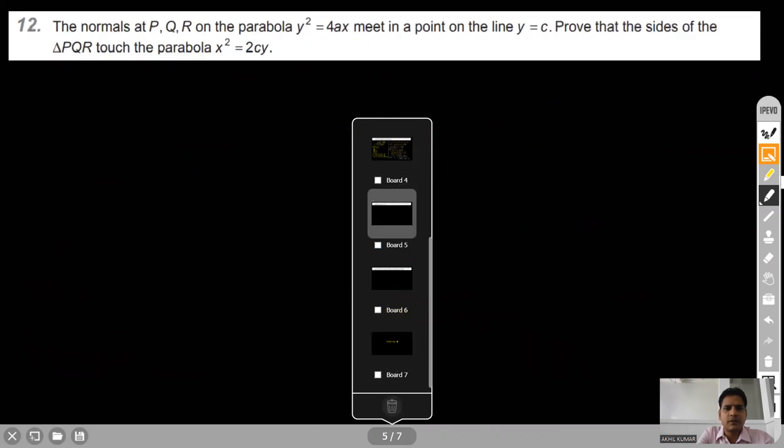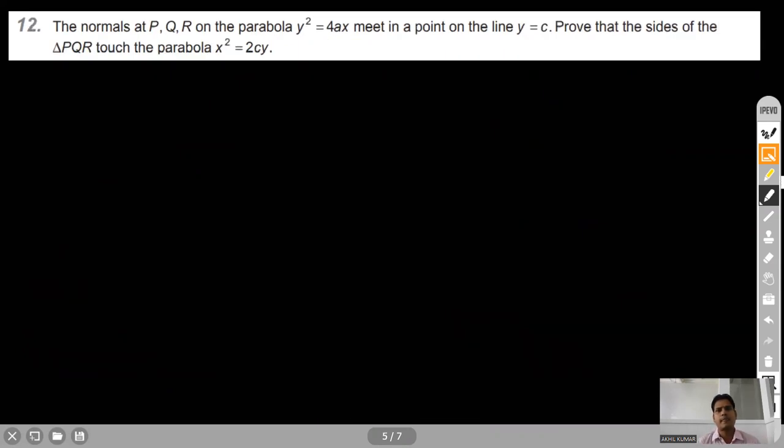It is given here. Question number 12. The normals at P, Q, R on the parabola y square is equal to 4ax meet in a point on the line y equal to c. Prove that the sides of triangle PQR touch the parabola x square is equal to 2cy. This is based on the concept of co-normal points, because we are drawing normals at three points P, Q, R, and these three normals are intersecting at a common point.